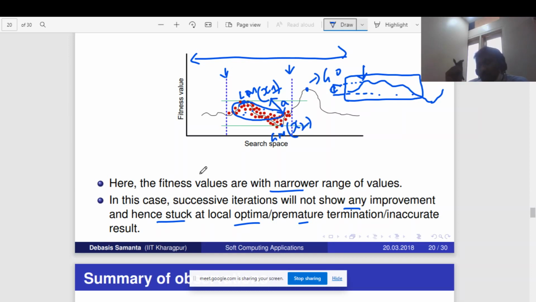But in case 1 it will always select individuals of... in case 2, not less. In case 2, all these individuals' fitness values were almost the same. Are you getting? So that is why we are saying the range is narrow. Narrow means what? There may be a slight difference, but it is not a great difference.